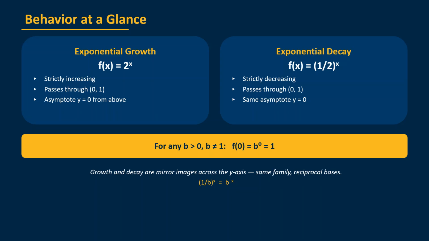An elegant observation emerges from comparing these two curves. The growth and decay forms are reflections of one another across the y-axis. This symmetry reveals that growth and decay are not genuinely distinct families. They constitute the same family with reciprocal bases, since 1 over b to the x equals b to the negative x. Common errors to anticipate: writing b to the 0 equals 0 rather than b to the 0 equals 1, and sketching the exponential curve as though it intersects the x-axis, when in fact it remains strictly positive for all x.